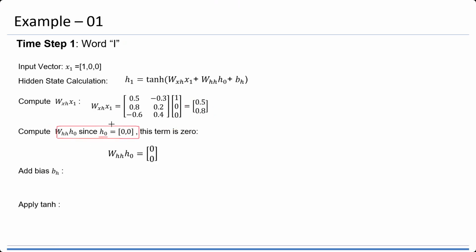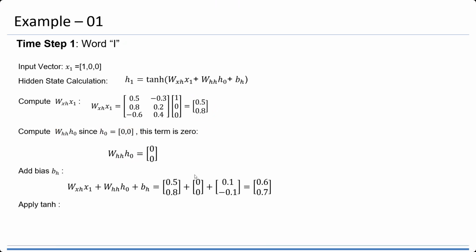The h0. So the h0 is 0.0, which is the initial hidden state. The initial hidden state is 0.0. Then every value that multiplied by 0, it will be 0. Then the result is 0, 0.